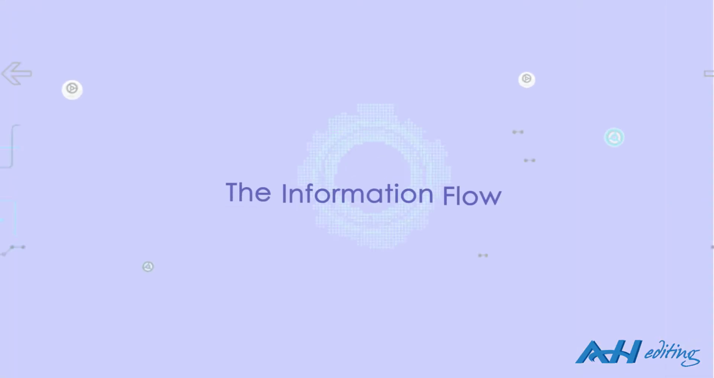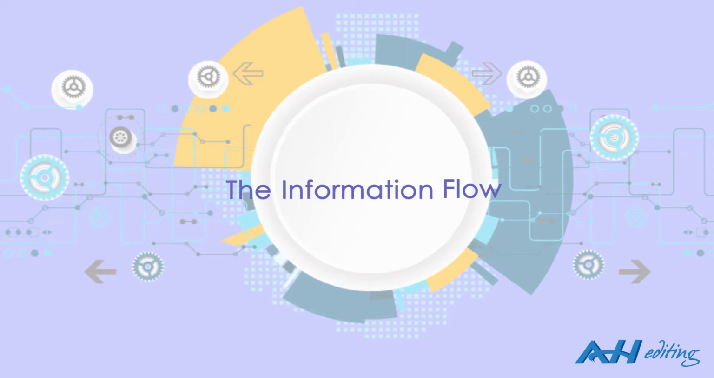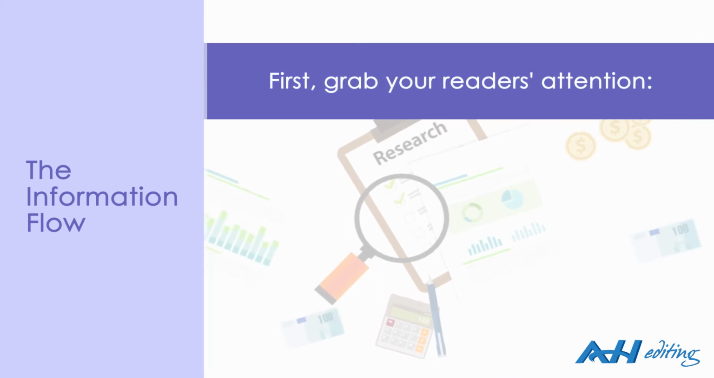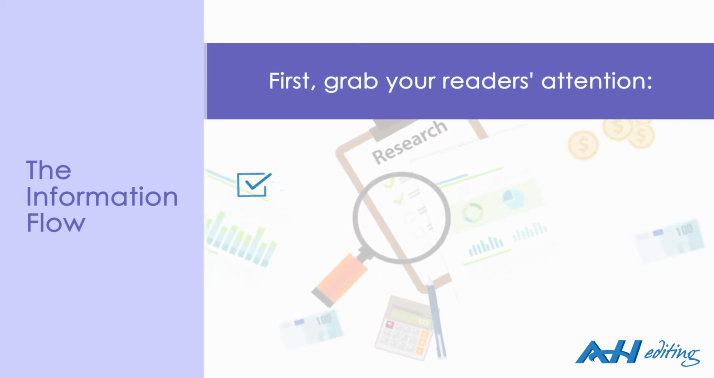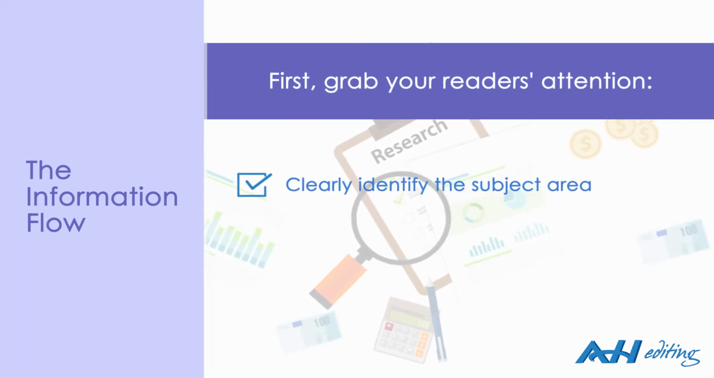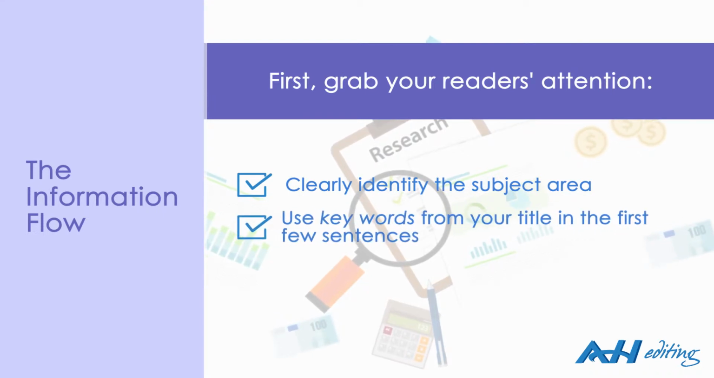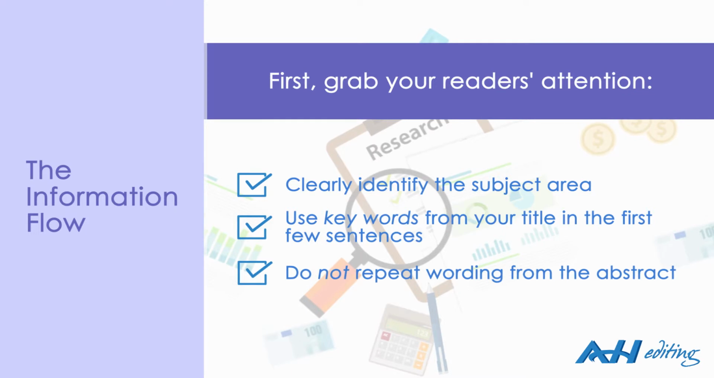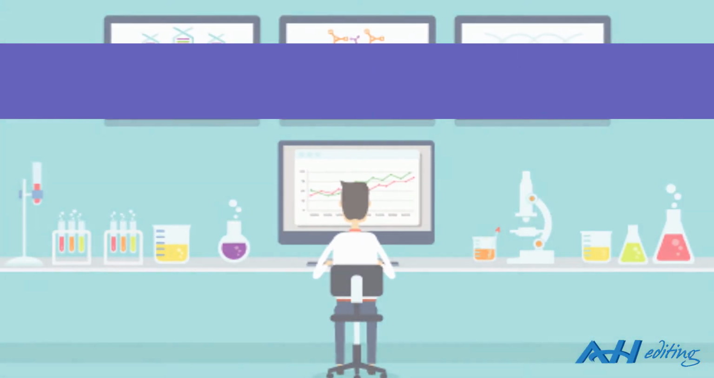A smooth flow of information will help readers follow your logic and reasoning. By the time you describe your study, it should be clear to the reader why you chose this particular topic and research design. First, grab your reader's attention. Clearly identify the subject area, using key words from your title in the first few sentences to immediately focus on the topic. It's important not to repeat wording from the abstract.